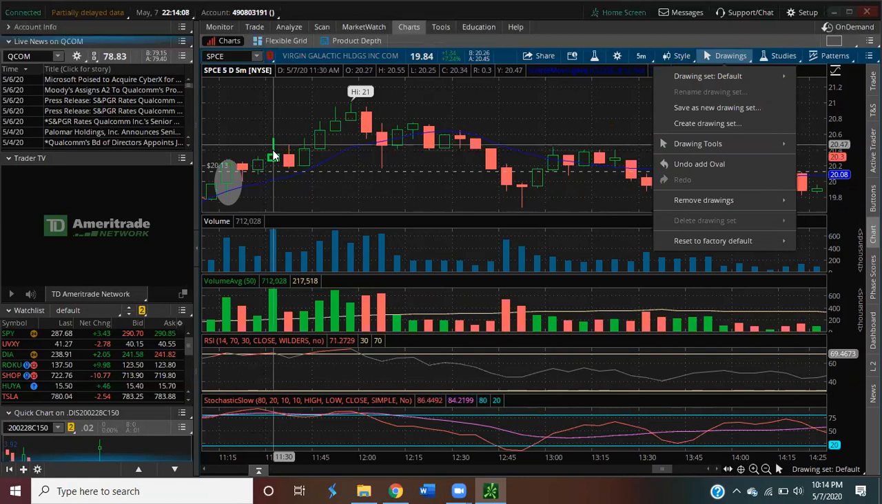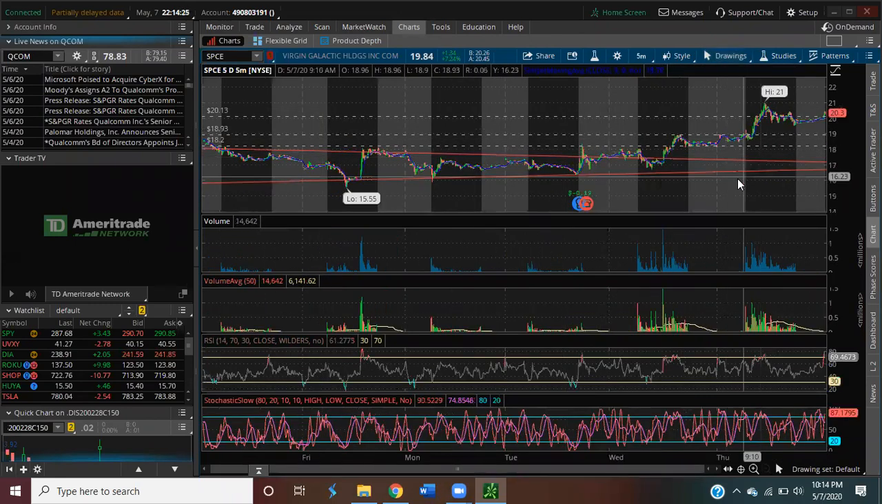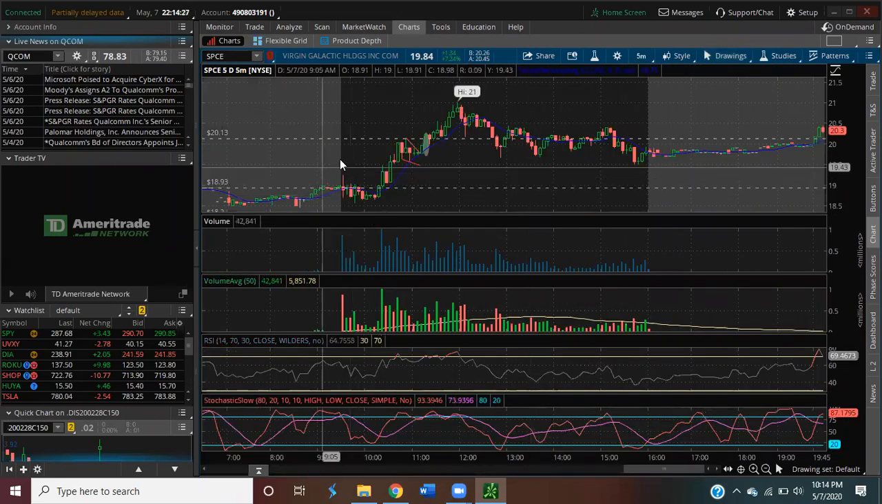But take a look at what happened right here. When it came back down, it turned this previous resistance into support, and it bounced right off of it and pushed all the way up to 21. So that's two trades you could have made right there.